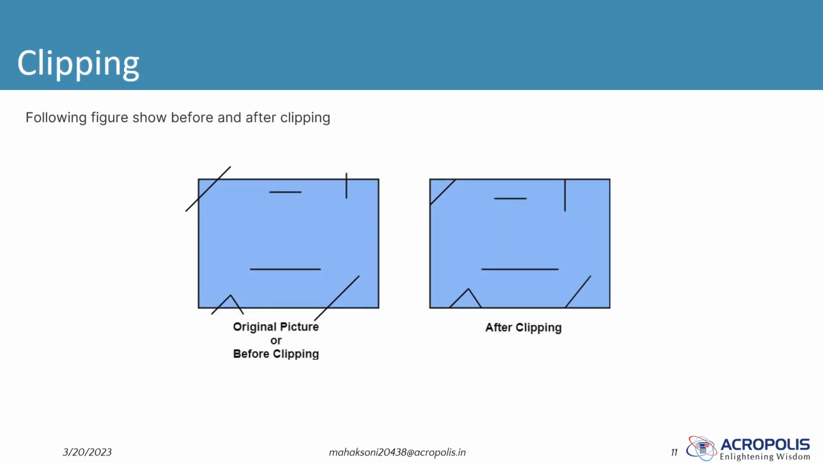Now, these are two figures. The first one shows the original picture, which is before clipping. So here we can see the lines which are inside or on the square, or completely outside, show the picture before clipping, and after removing the outside lines we get the picture which shows after clipping.